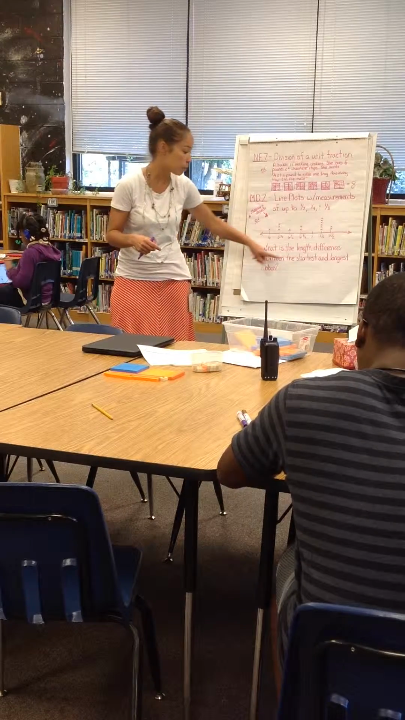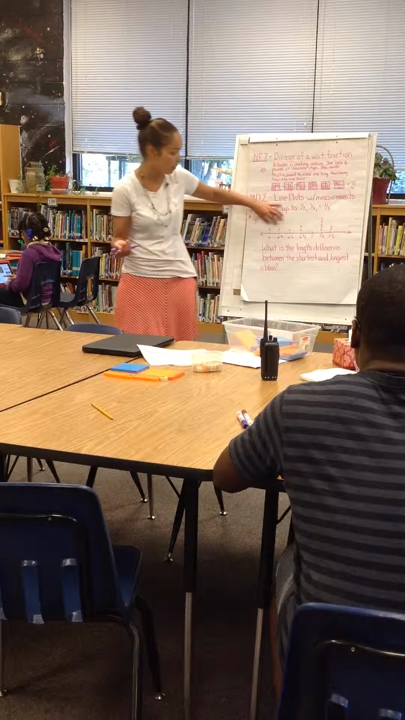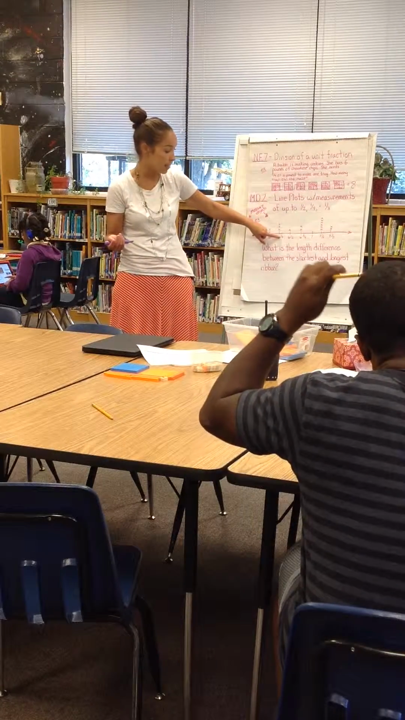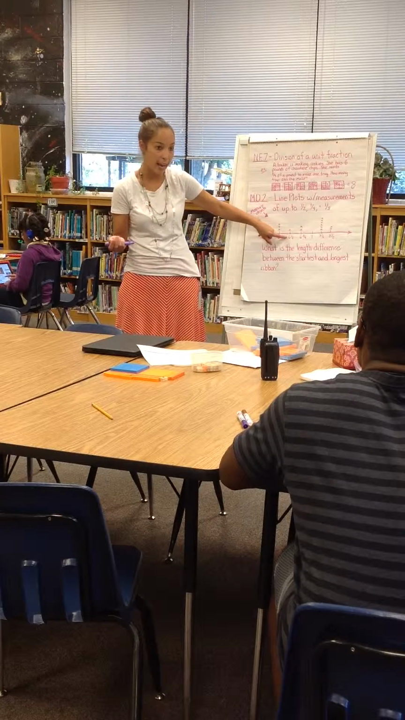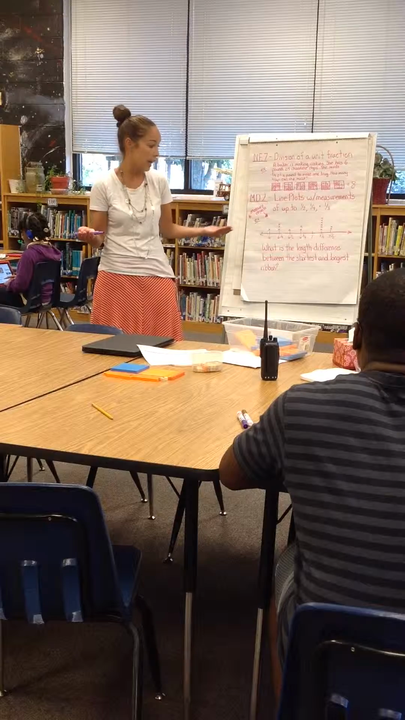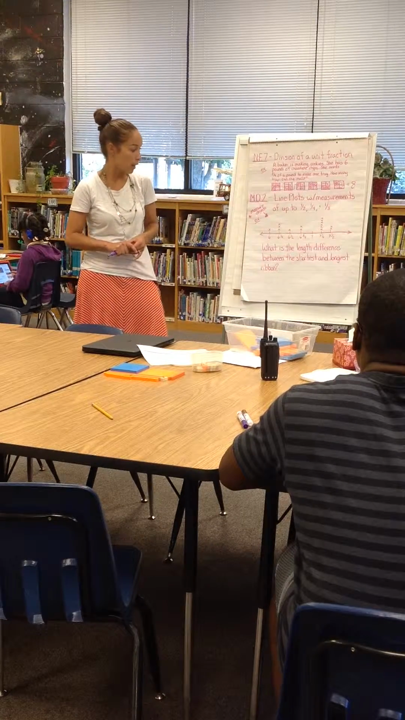What is the length difference between the shortest and longest ribbon is something that they might ask them. So they've got all of these ribbons. They've got one that's 6 inches, 3 that are 6 1/4, one that's 6 1/2, and they want to know the difference between the shortest one and the longest one. So then they're going to be subtracting.